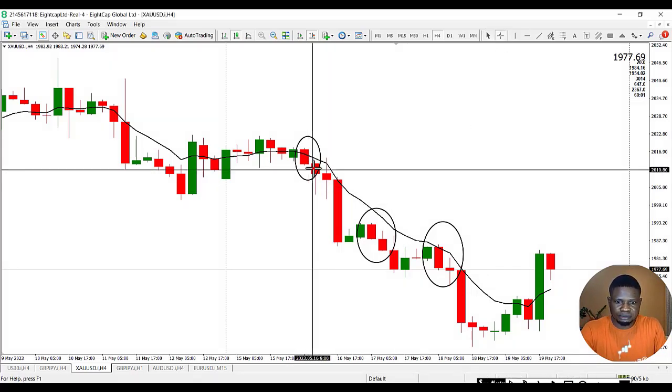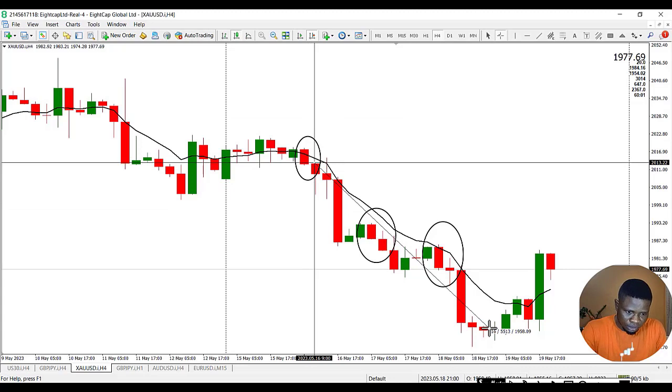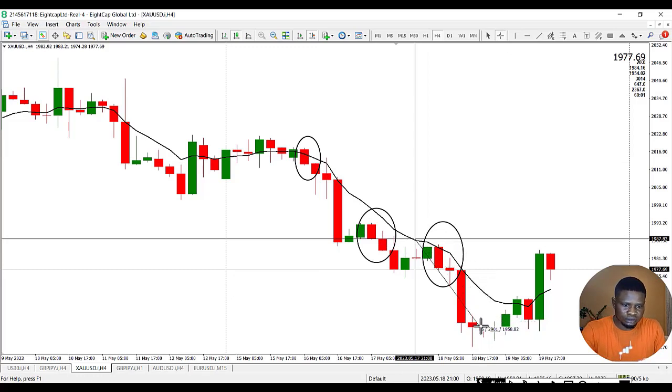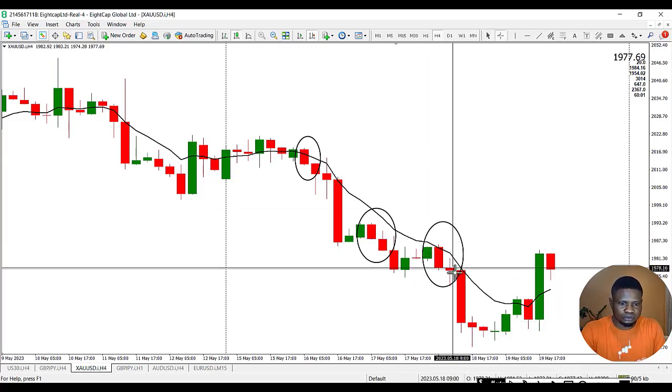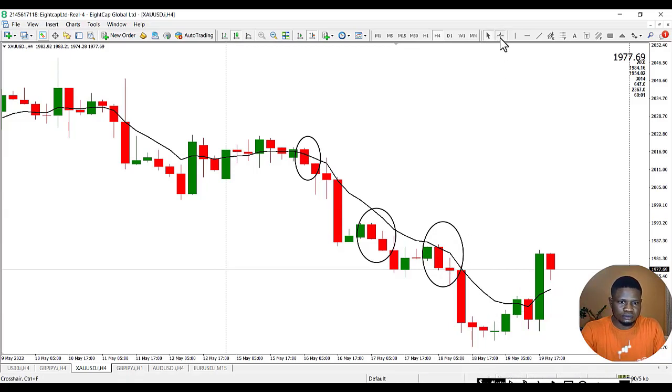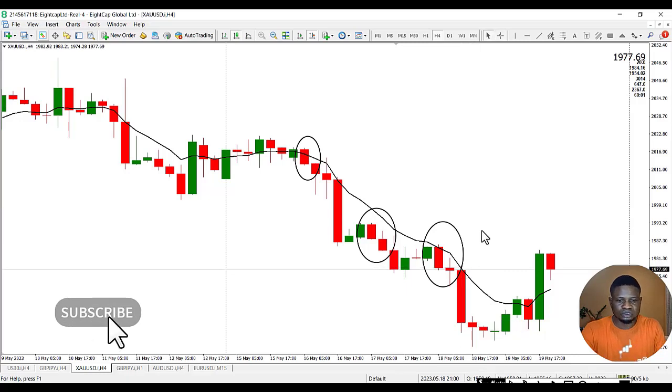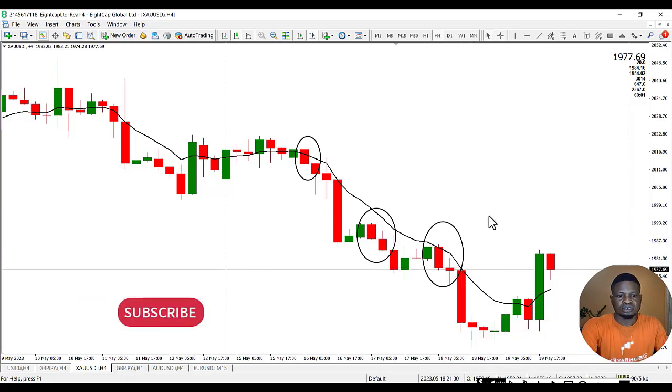How many pips can this one give me? From here to here, this is about 500 pips, 534 pips. From here to here, 290 pips, and then of course from here to here, about one something. So on gold this week I got about 1000 pips by using this strategy.